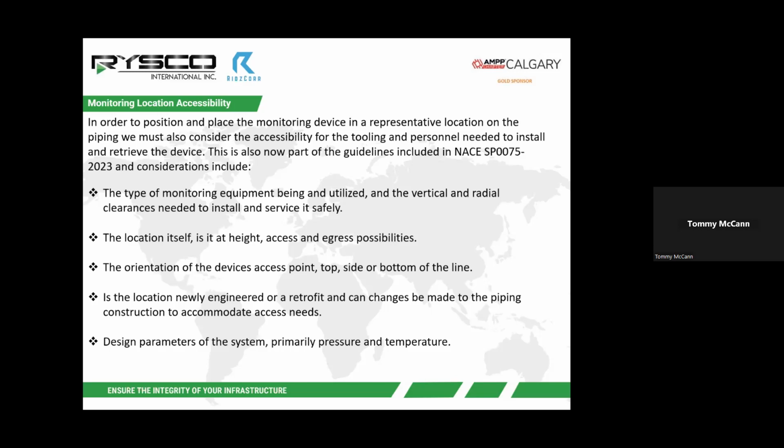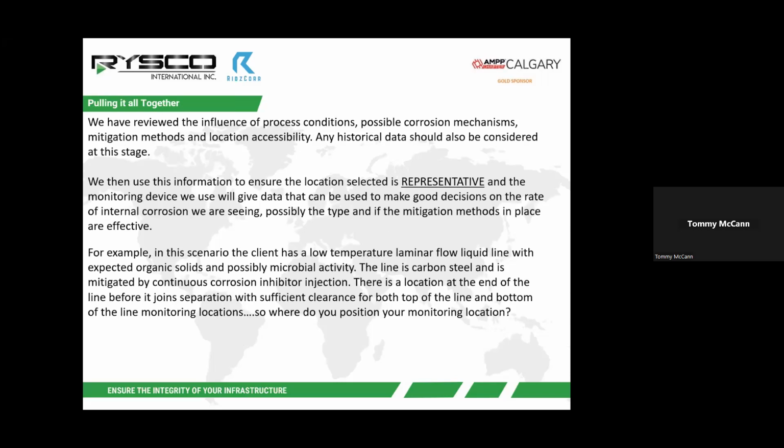The 6 o'clock one may require access below that wasn't previously considered. On the top of the side, you may need to add a platform or something to give intermittent access to the location. And then lastly, design parameters of the system. The two that we mainly focus on would be your design and operational pressure and temperatures.